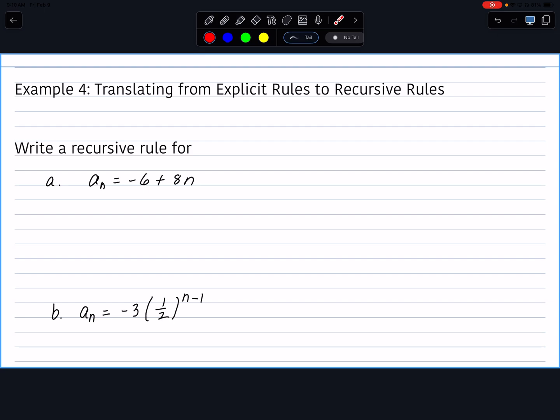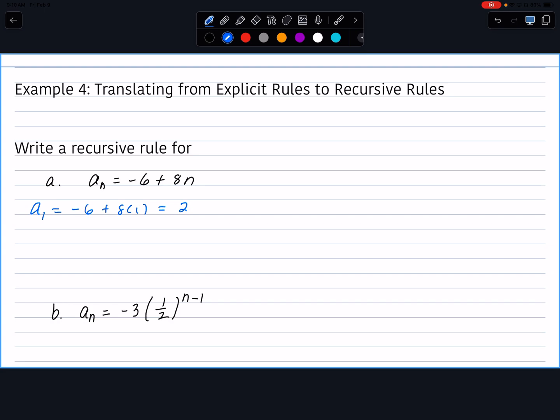So let's think about what we need. In order to rewrite a recursive rule, we need a couple things. We need to know what is the first term in the sequence. So that's easy enough. What I'm going to do is I'm just going to take my function and evaluate it at 1. So -6 plus 8 times 1 equals 2. So the first term in the sequence is 2.